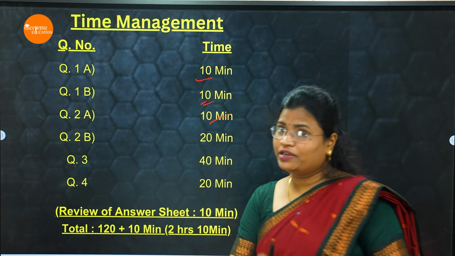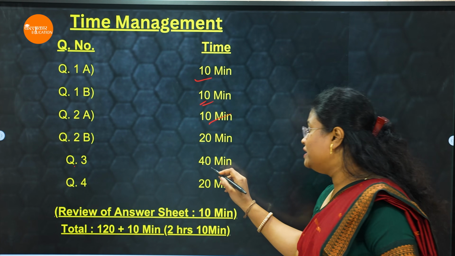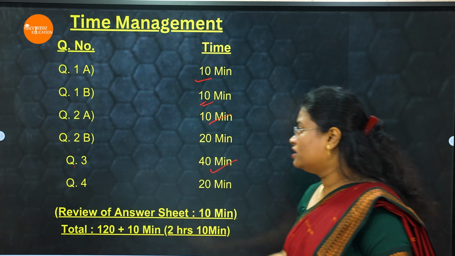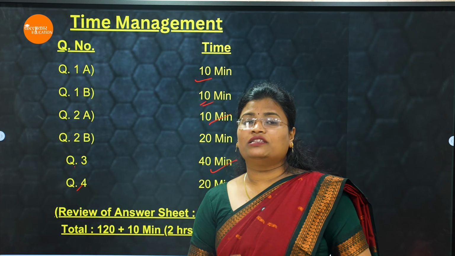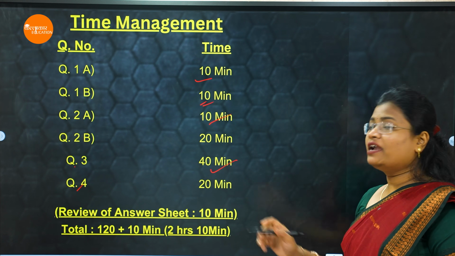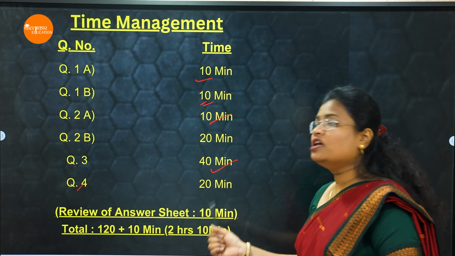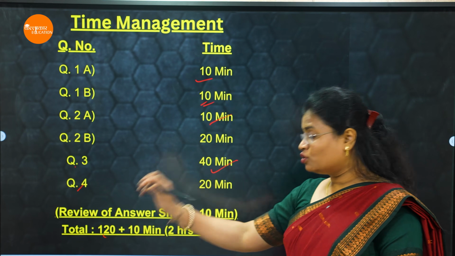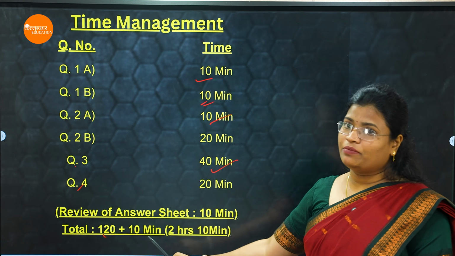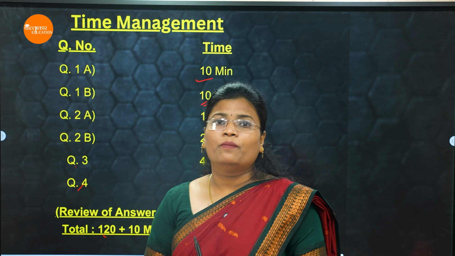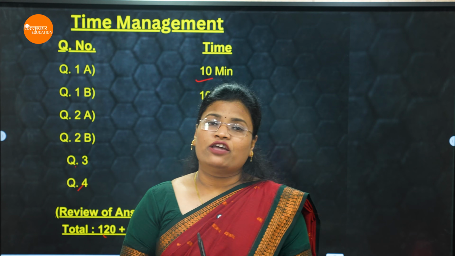Question number 3, that is the major question, for 15 marks, we will take 40 minutes to complete this answer. And question number 4, that is the last question, for that we will take 20 minutes to complete this answer. To review the answer sheet, we will take 10 minutes. So total will be 120 plus 10 minutes. So in this time, we have to complete our paper very carefully.